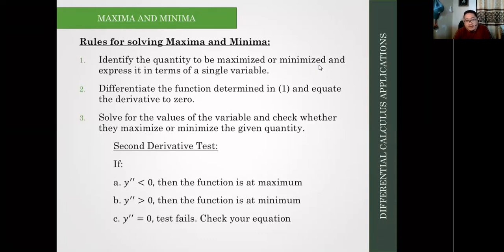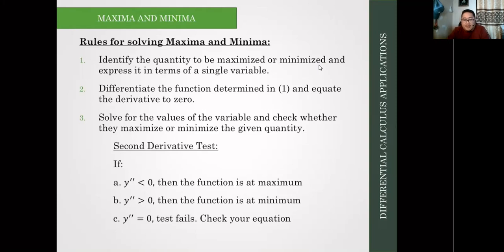Okay? Then, third one is solve natin yung values of the variable and check whether they maximize or minimize the given quantity. So, paano natin malalaman kung nagma-maximize talaga o nagbi-minimize yung nakuha nating value? Kasi yung makukuha nating value once we equate to 0, tatawagin natin siyang critical number, no? Yung critical number na yun, kailangan i-test natin kung talagang mag-maximize siya o mag-minimize siya. So, paano siya makukuha? Kailangan kukunin mo yung second derivative. Anong isa second derivative mo? Yung equation na nakuha mo sa number 2.